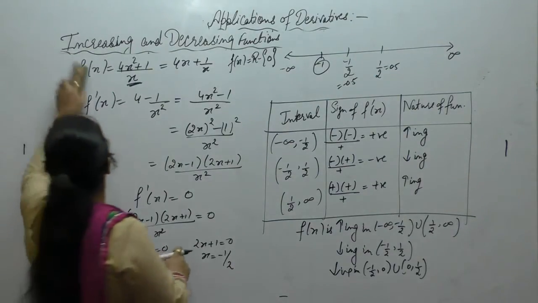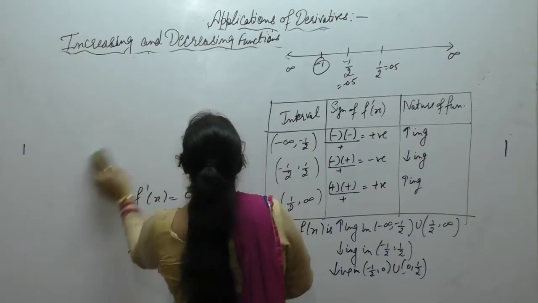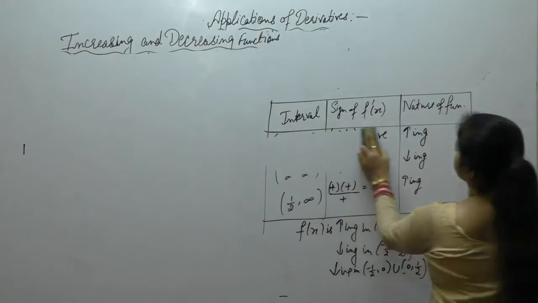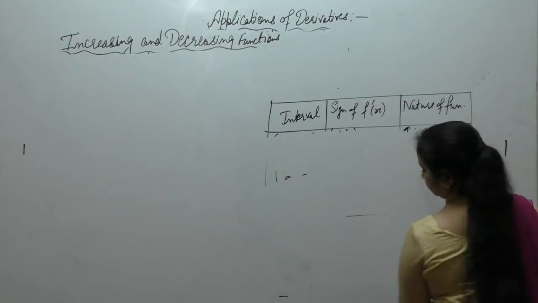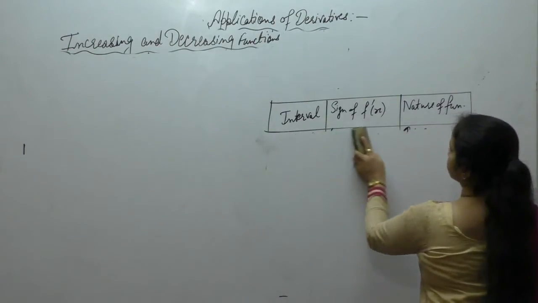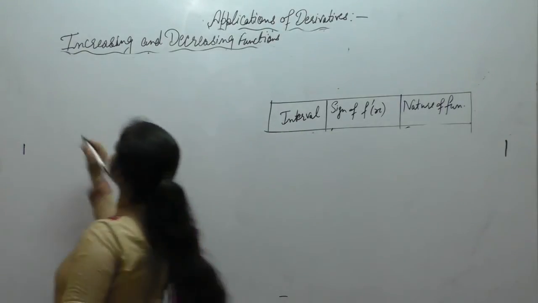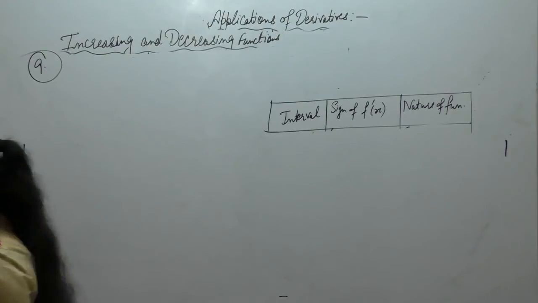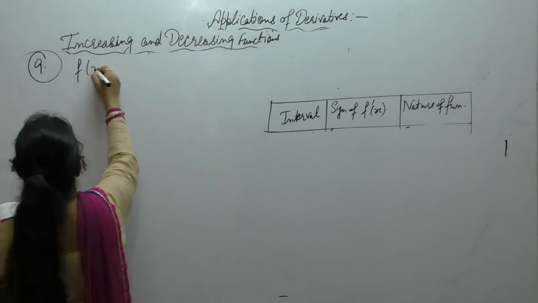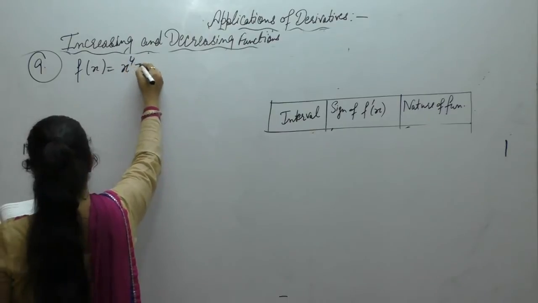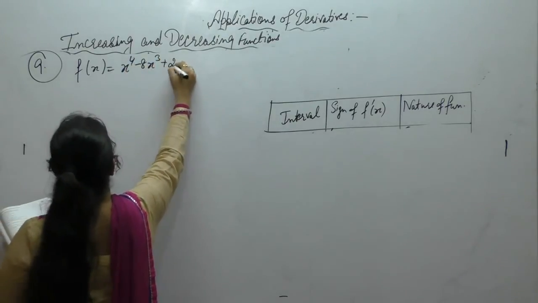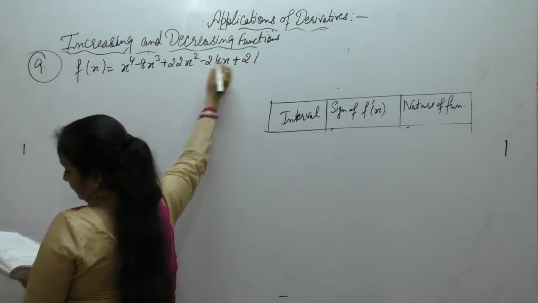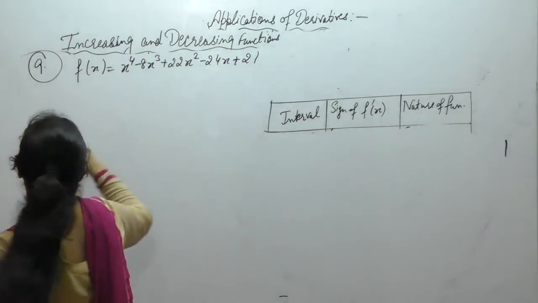Now the next one. Next question. Determine the interval in which the function f of x equals x power 4 minus 8x cube plus 22x square minus 24x plus 21 is decreasing or increasing.